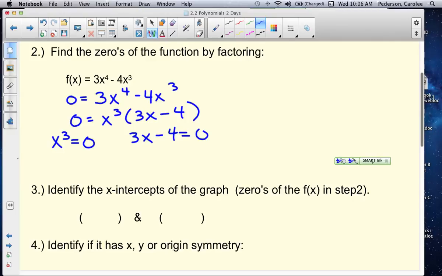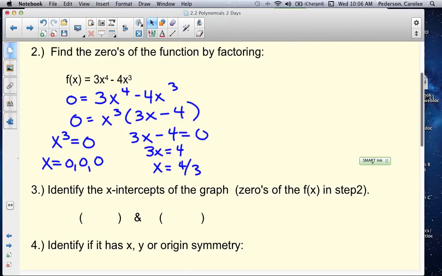Well, if I cube root a 0, I'm still going to get a 0. So now I have a repeated 0 again. Over here, I add 4, and then divide by 3. Now let's talk about the multiplicity. Repeated 0. Is the power even or odd? Is this power even or odd?